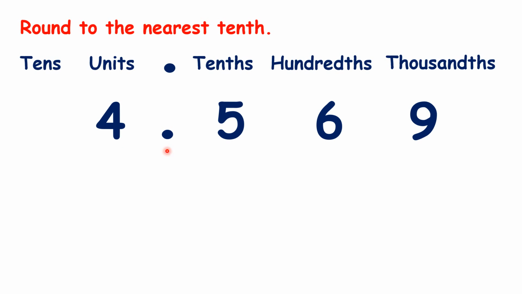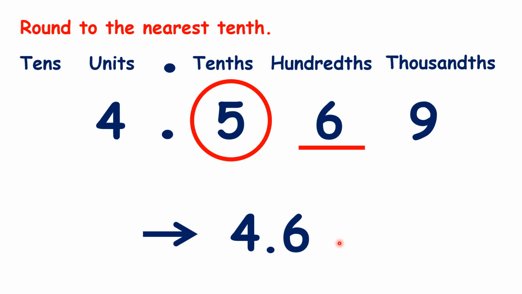Now here, what about 4.569? Well, having 9 thousandths doesn't change what we're doing because we're rounding to the nearest tenth, so we only need to look at the hundredths place. It's a 6, so we round up to 4.6. So when you're rounding to the nearest tenth, remember that your rounded number should only include tenths, not hundredths, not thousandths.